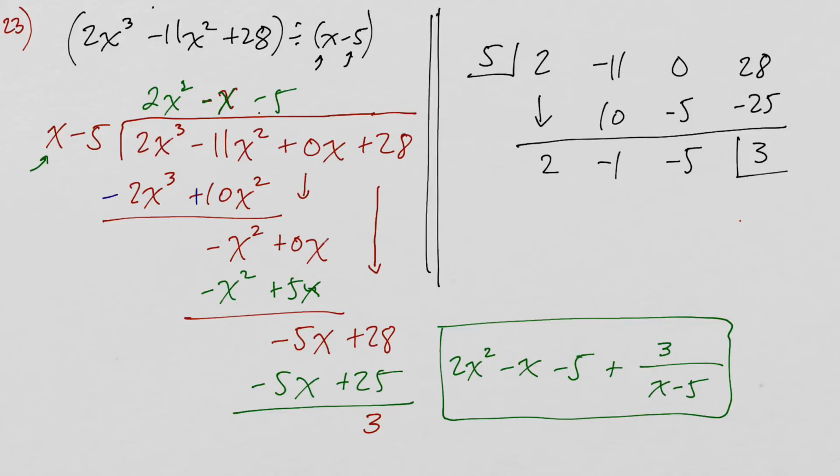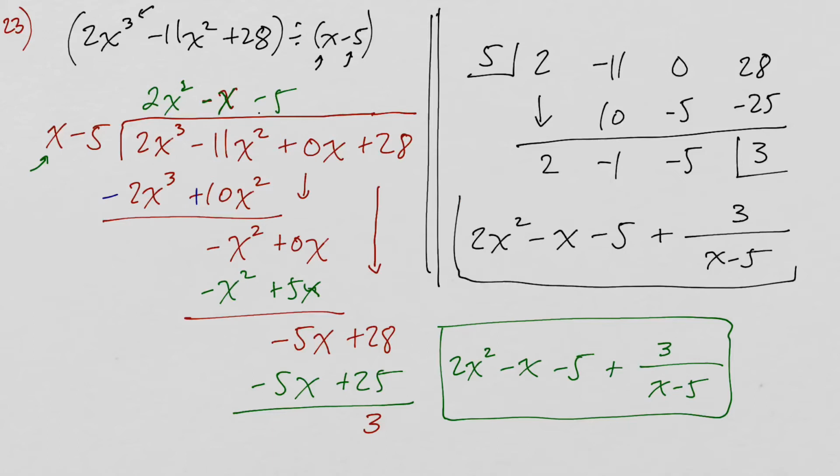So it's 1 degree less than what you started. So 2x squared minus 1x minus 5 plus 3 over what you divided by. And again, you can see that you get the same answer, but the second method was much quicker and easier.